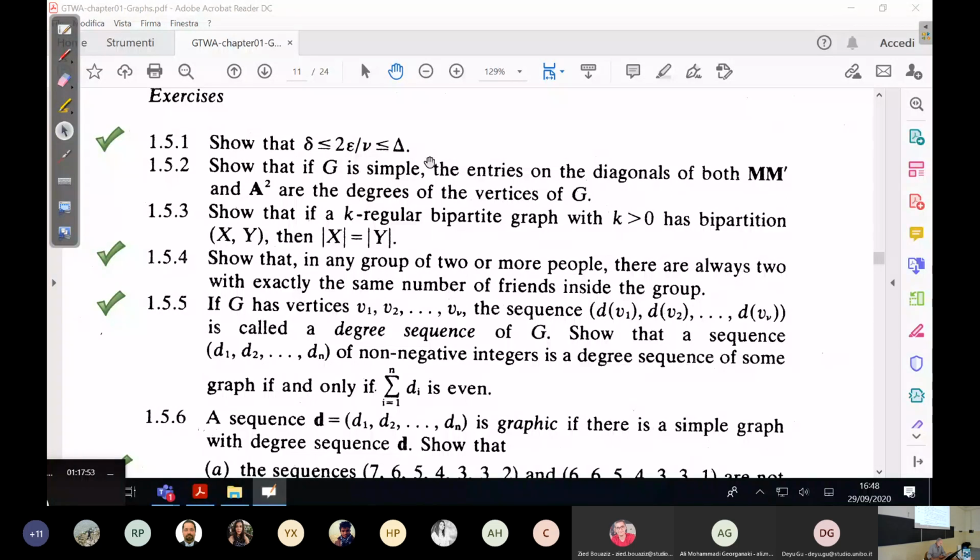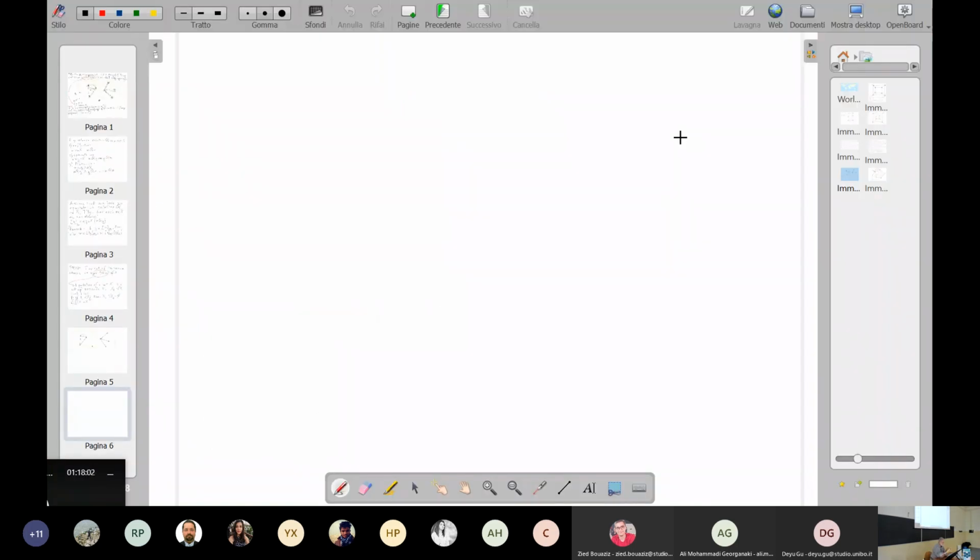Okay, so now anyway, I give my solution. What we have to prove is: claim, small delta is less than or equal to twice epsilon divided by n, which is less than or equal to capital delta. So my solution is this.